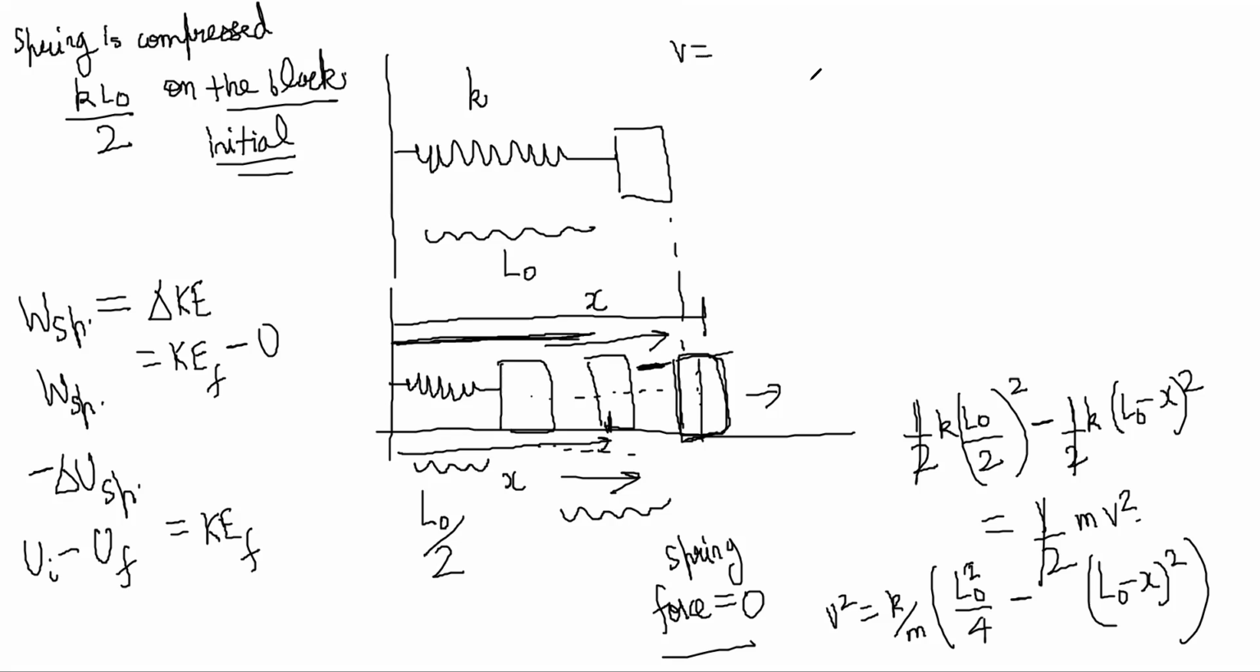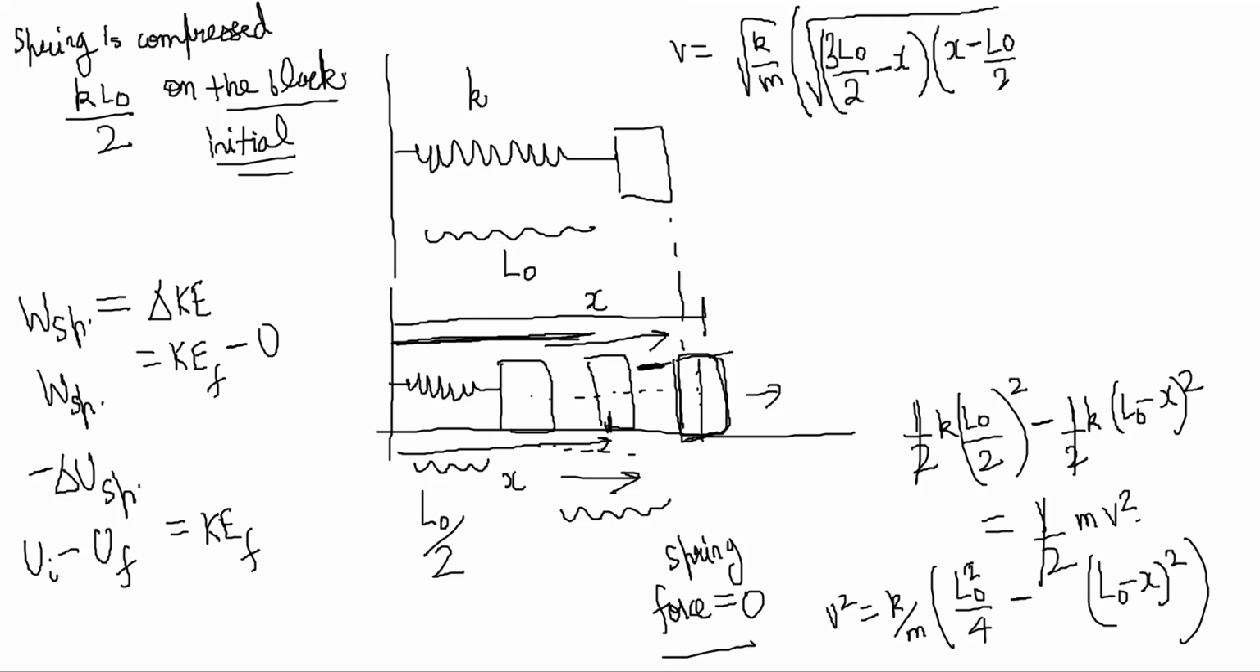So velocity is coming out to be root k by m times L naught by 2 minus this. Let's simplify it a little bit. Root of L naught by 2 plus L naught minus x, so 3 L naught by 2 minus x, multiplied by L naught by 2 minus L naught plus x, so x minus L naught by 2, right? This is the expression for velocity.